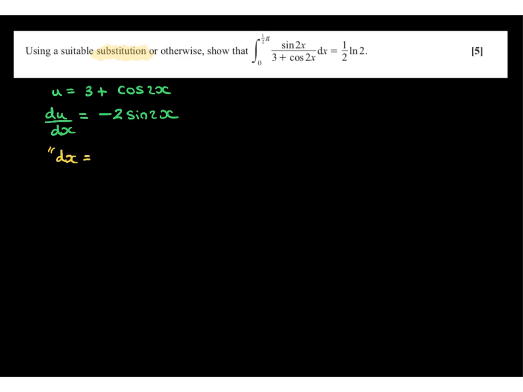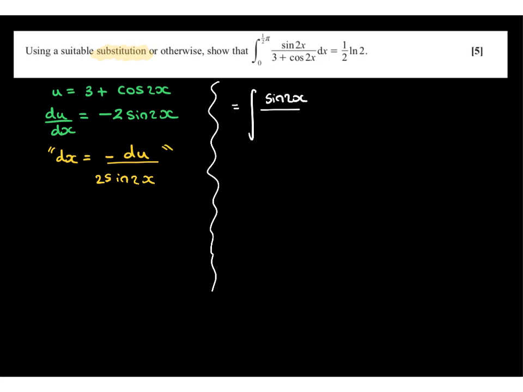We then have our sort of fake rearrangement. So this gives me this, and we'll then be ready to start the substitution. So this integral then becomes the integral of, now I'll leave sine 2x in the numerator for the moment. The denominator is then u, and in place of dx we have this.